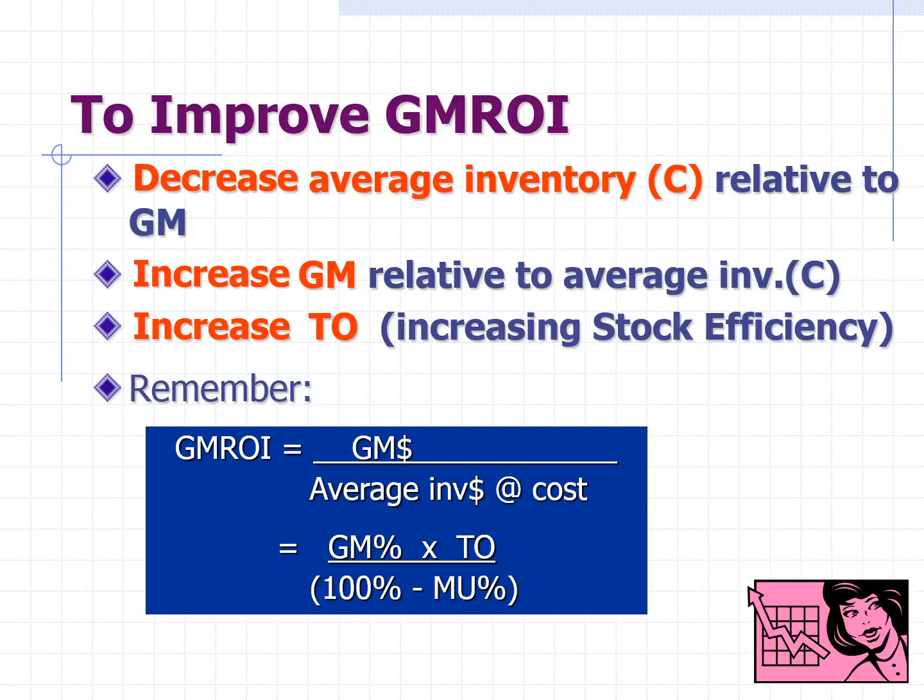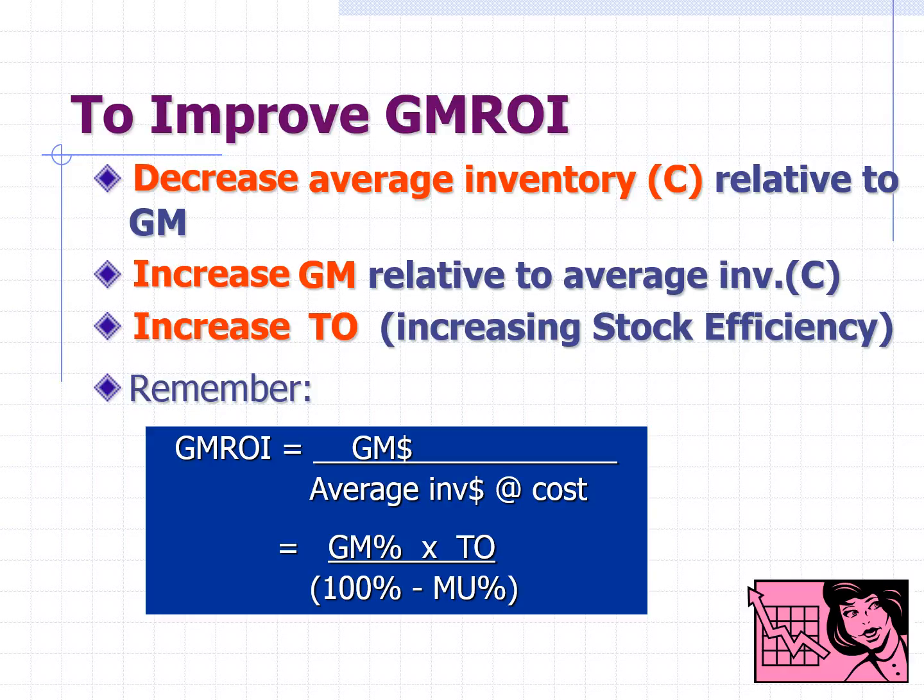GMROI. Just like it was the case for turnover, when we say improving turnover, we mean we want to generate more sales with a minimum amount of average inventory, right? The same goes for GMROI, right? When we say improving GMROI, we want to increase GMROI by generating more gross margin dollars relative to your average inventory at cost. Remember the GMROI formula. So that's where the idea came from.